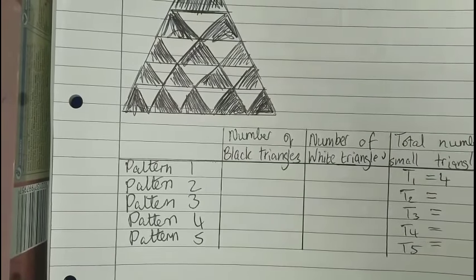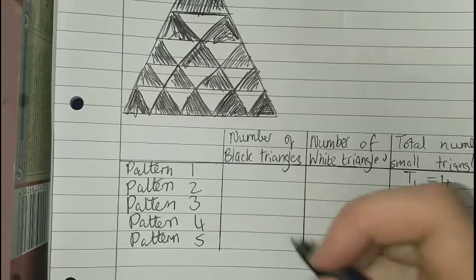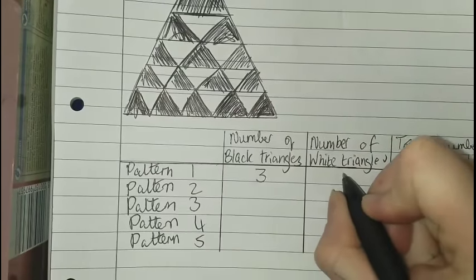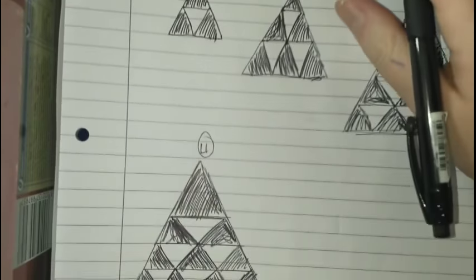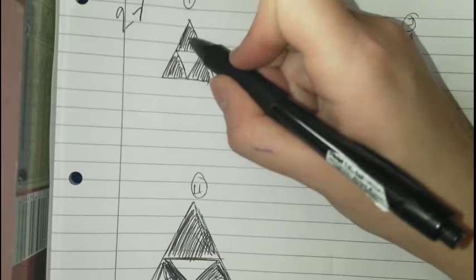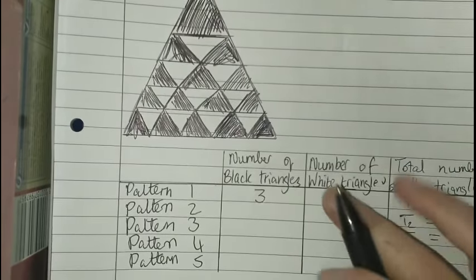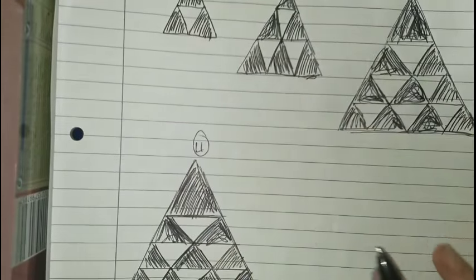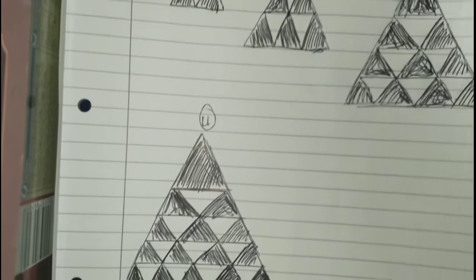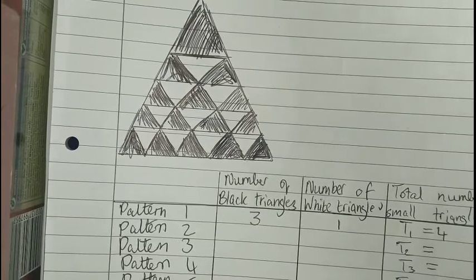So then we're asked to fill in the table. They've already filled in the number of black triangles in the first. So in the first, if we just have a look at that, we can see clearly that there's 3 black triangles. There's 1 white triangle in the middle. And then the total number of small triangles is 4.